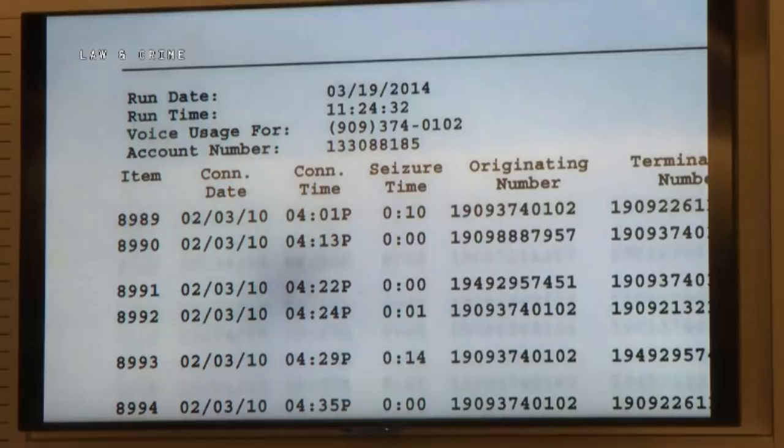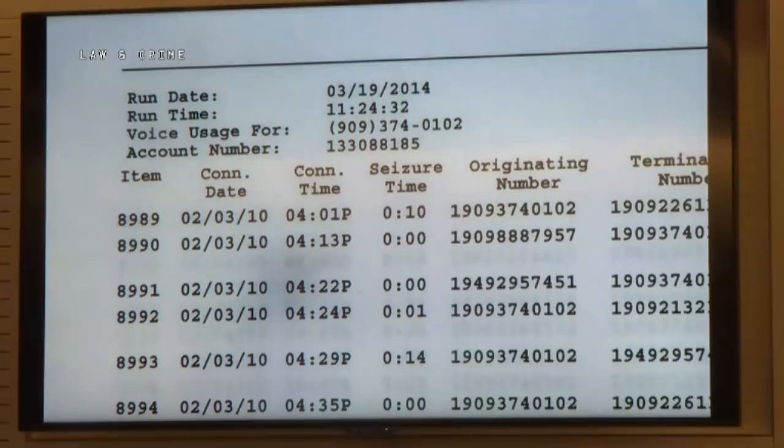So the first, starting with the left column, which is labeled as item, that's simply just a number 1 through 10,000 or however many calls there are in this record. And they go in numeric order. The connection date is the date that the call took place. Connection time is the time the call took place. The seizure time is the time that exists prior to the actual connection of the voices. So that's when you press send, and there's that wait. Sometimes it's 3 seconds, sometimes 20 seconds, depending on how many rings there are. All that time, that's the seizure time.